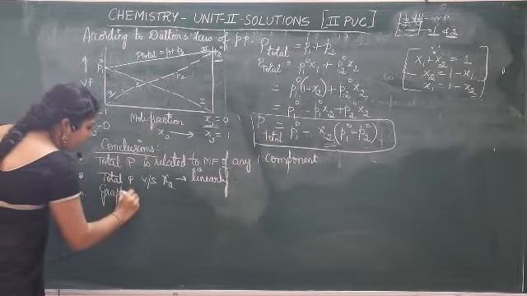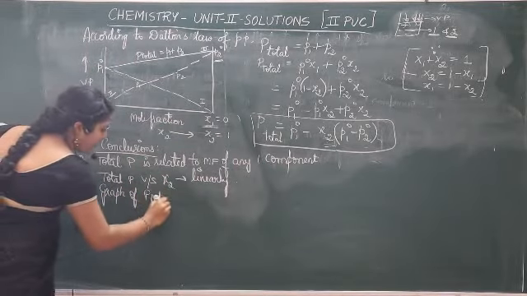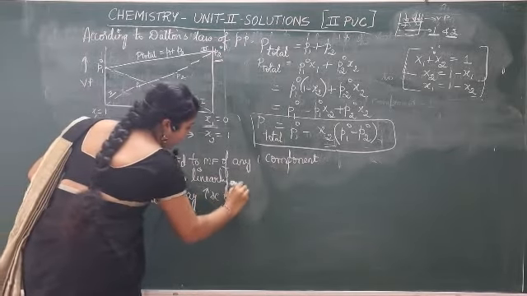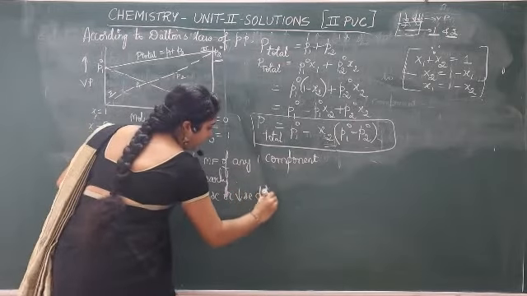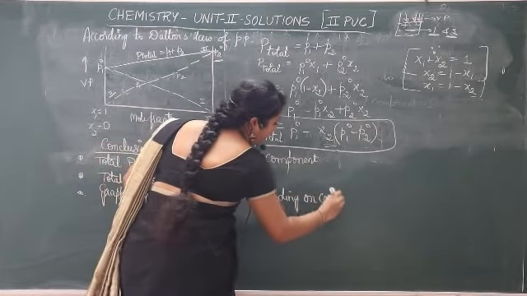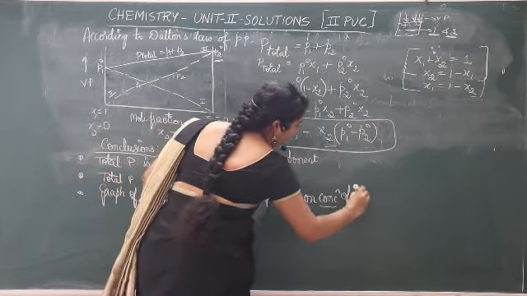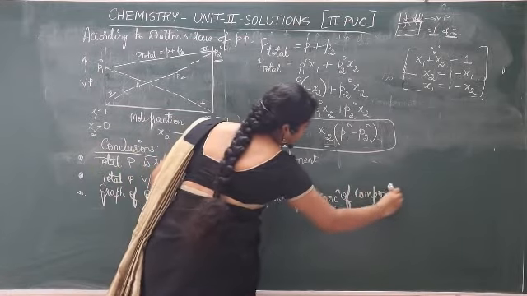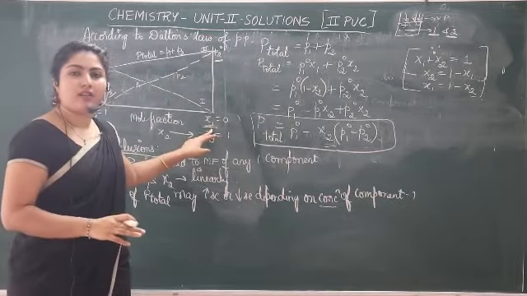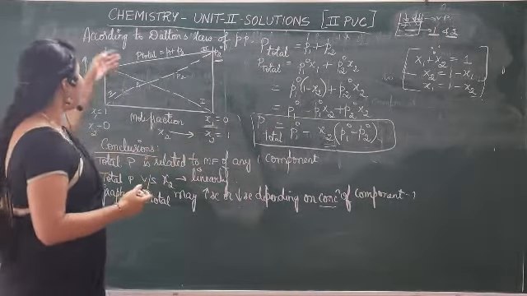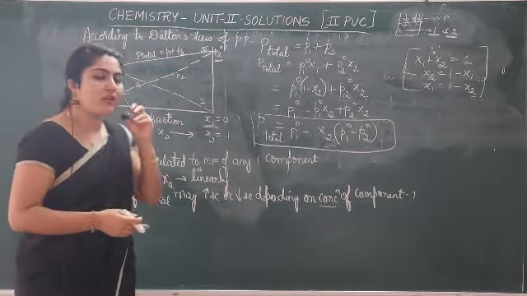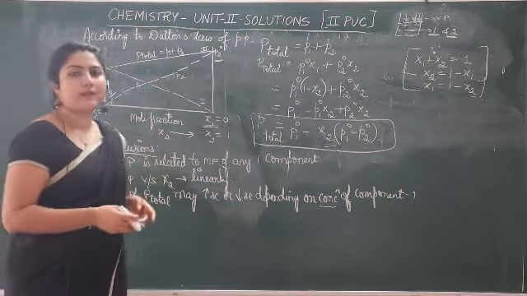That is, the graph or plot of P total may increase or decrease depending on the concentration of component 1. Hope I am not confusing. If you increase the concentration of X1, the total pressure also may increase or decrease. That is what is told. These were the general conclusions drawn related to this particular Raoult's law.